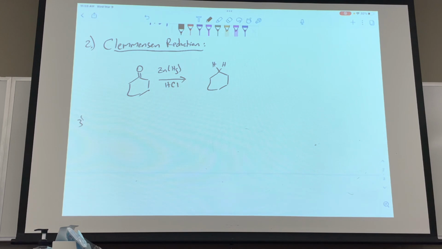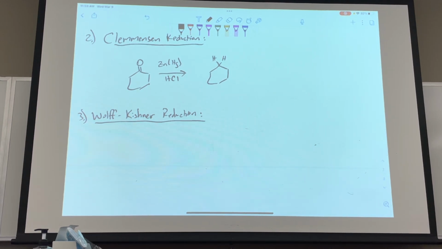The third is what's known as the Wolff-Kishner, after the German chemist Ludwig Wolff and Russian chemist, I can't remember his first name, Kishner. He was incidentally a student of Markovnikov. But anyway, the Wolff-Kishner is going to do this for us.